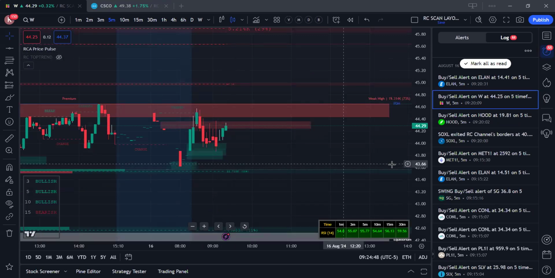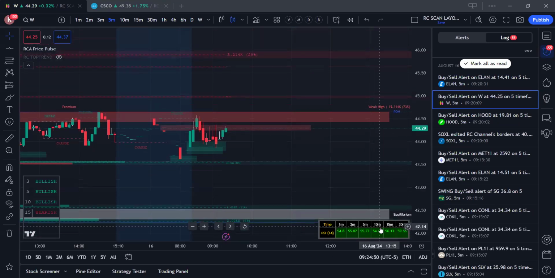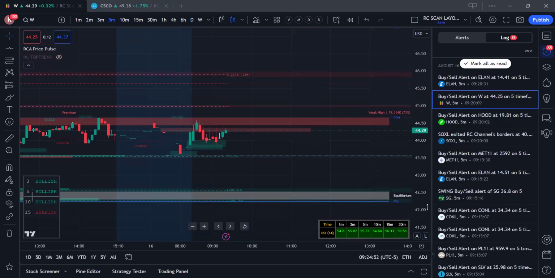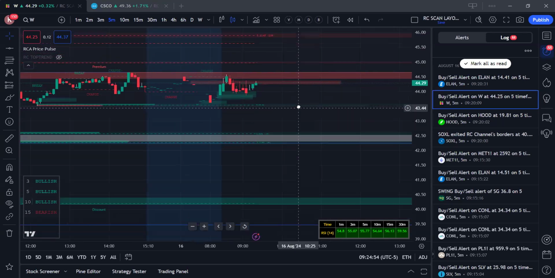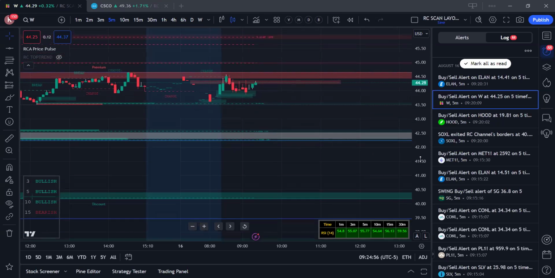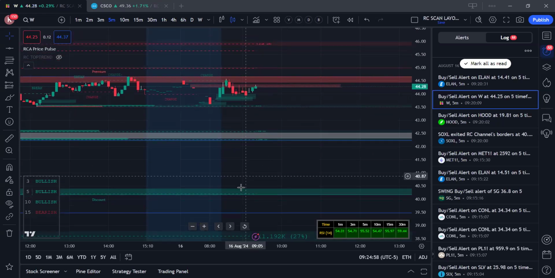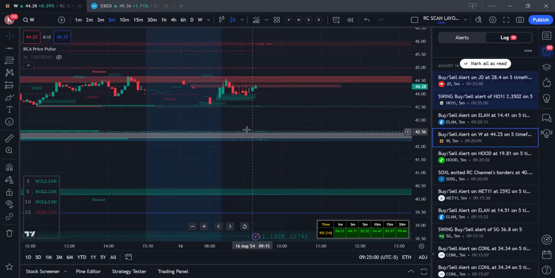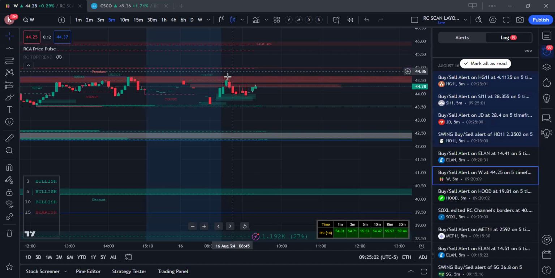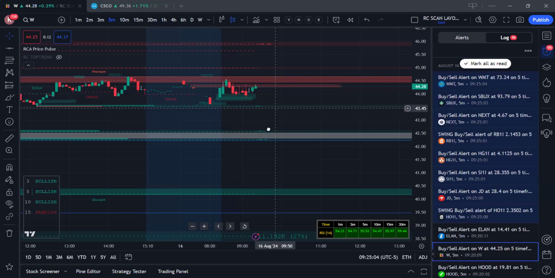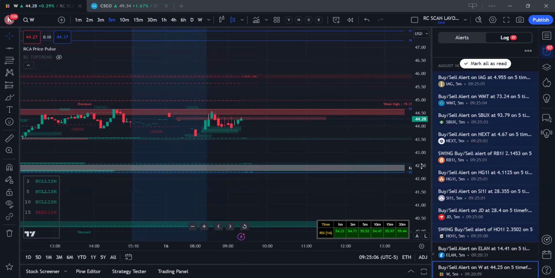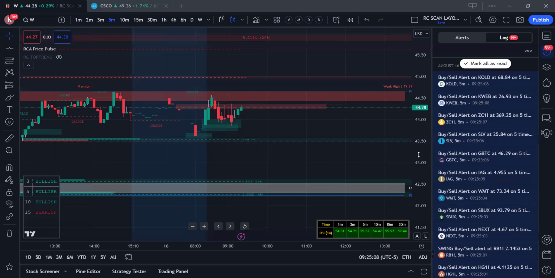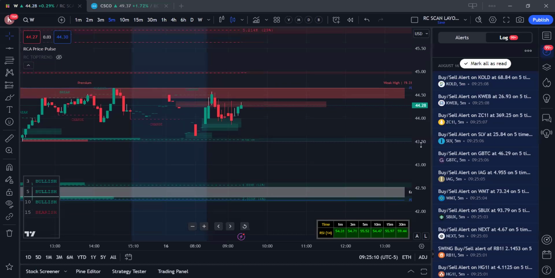Let us look at price pulse. It is bullish. But the problem is, right? You have a discount area. This is our midpoint. This is our sell zone. So we are close to the sell zone.